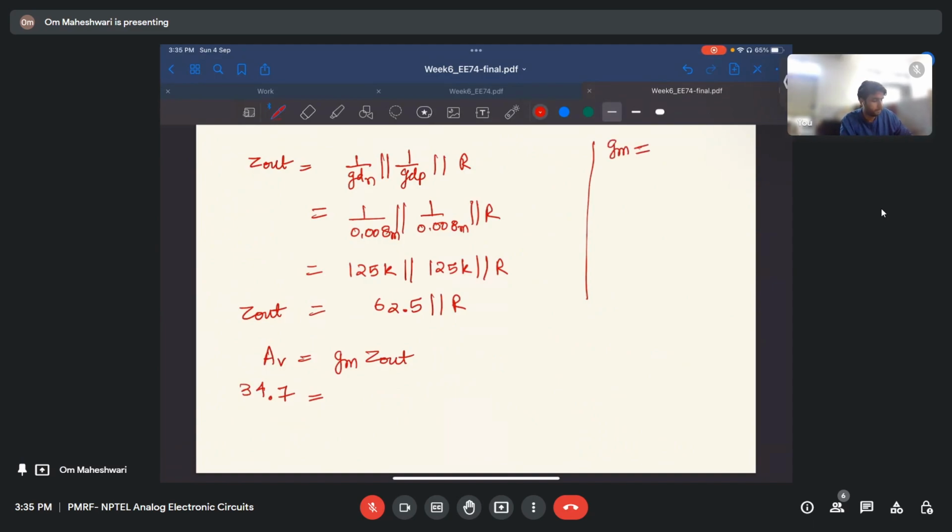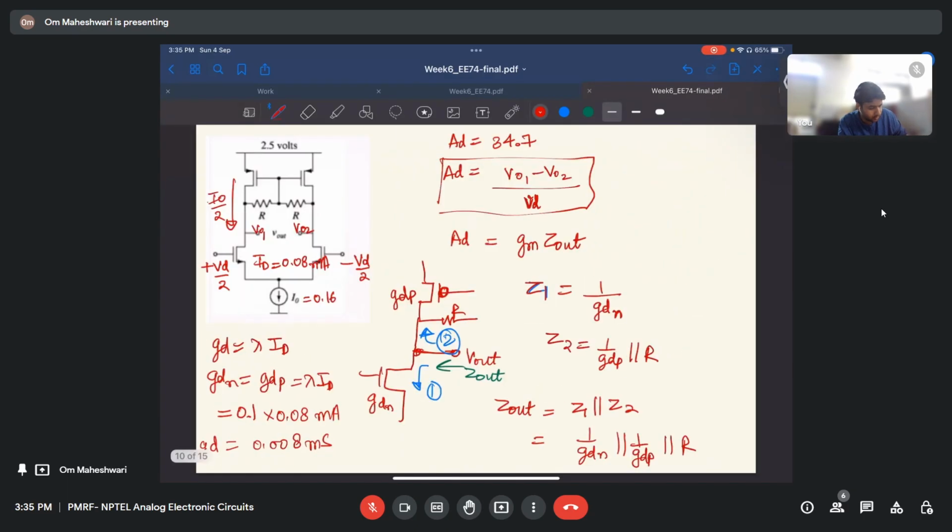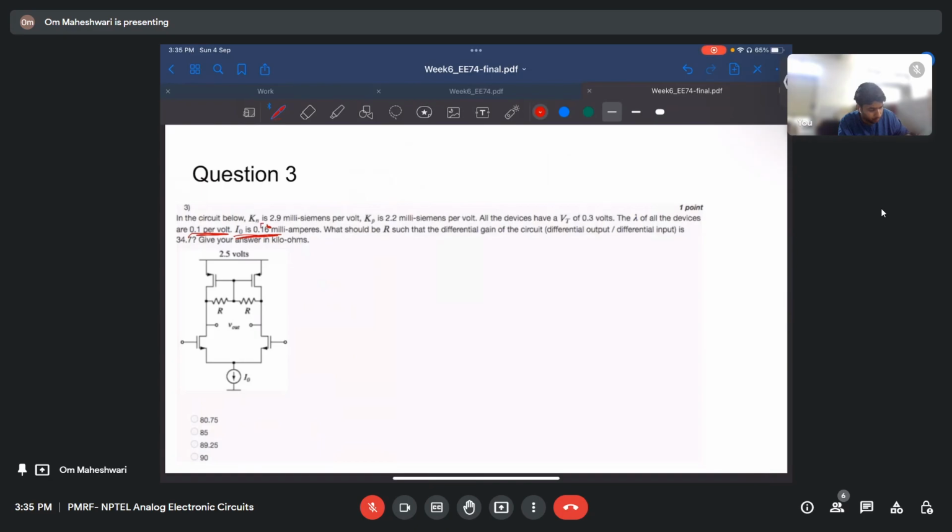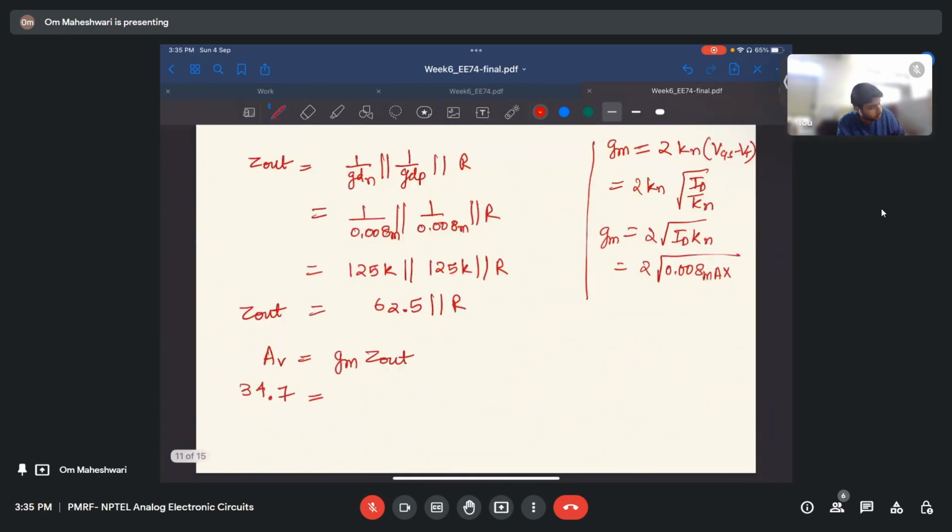GM equals to 2 Kn (VGS minus VT). We can write it as 2 under root ID by Kn, 2 under root ID by Kn, 2 under root 0.008 milliampere into Kn, which is 2.9 milli. So if we solve this, we should get 0.963 millisiemens.